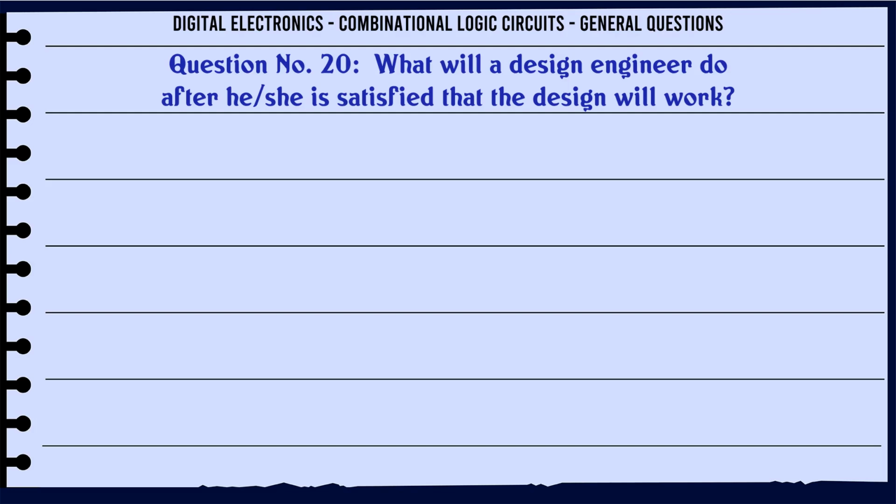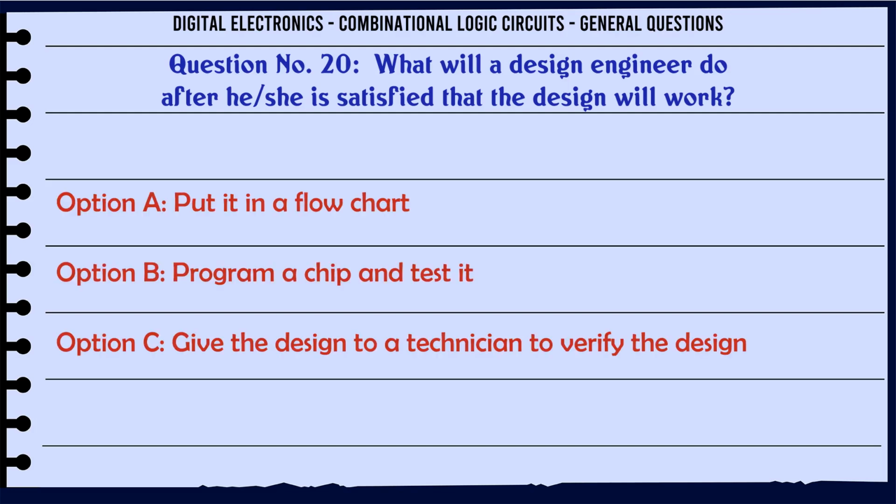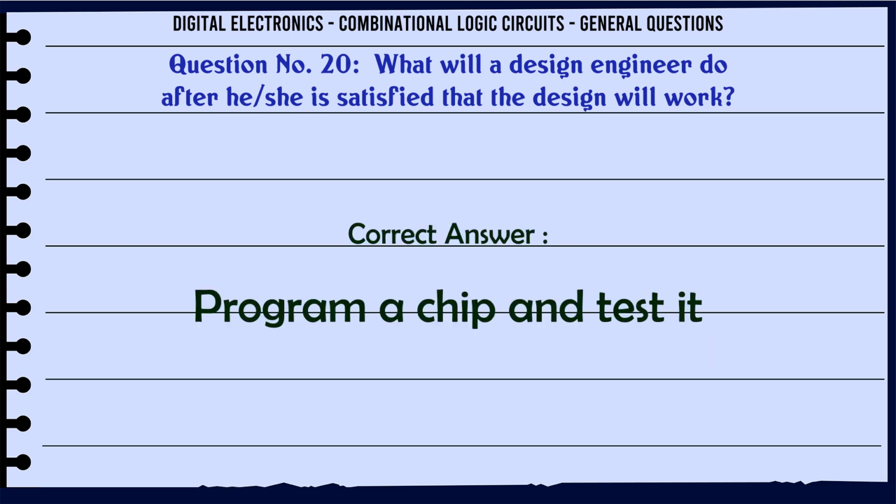What will a design engineer do after he or she is satisfied that the design will work? A. Put it in a flowchart. B. Program a chip and test it. C. Give the design to a technician to verify the design. D. Perform a vector test. The correct answer is program a chip and test it.